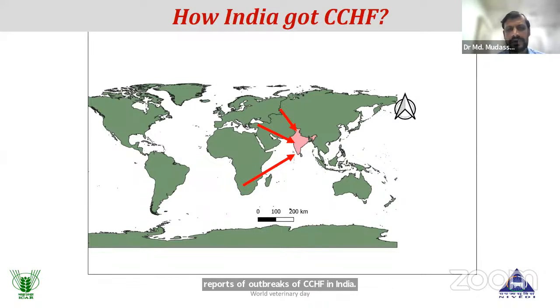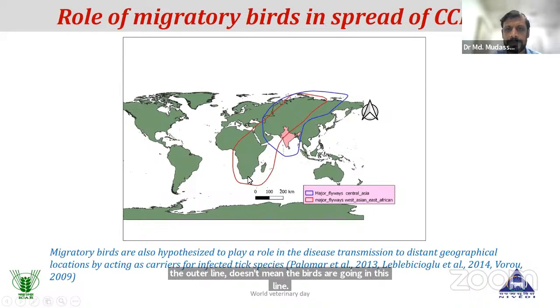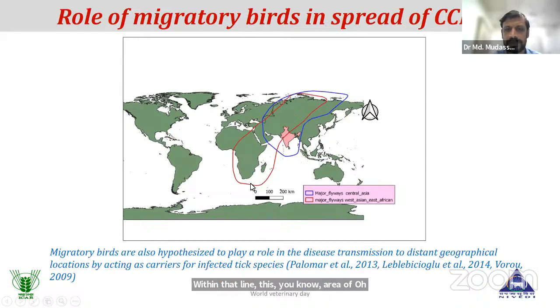So we did some study to understand what factors may be playing a role in the emergence of CCHF and also its subsequent transmission in India. One of the reasons they say is the migratory birds. These are the different migratory pathways. There are two major pathways coming through India. If you see the outer line, it doesn't mean the birds are going along that line; within that line is the area of the migratory bird pathway.